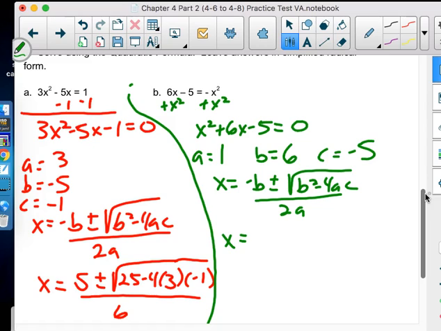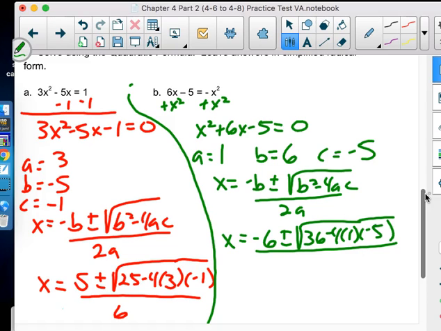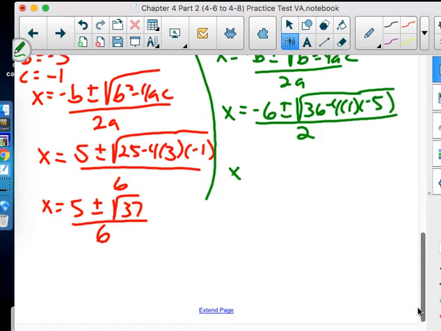So we're going to need negative 6 plus or minus the square root of 36 minus 4 times 1 times negative 5 all over 2 times 1, which is 2. And let's see. Yeah, 56, because it'll be 36 plus 20, square root of 56. Perfect squares will go into 56. What are you thinking of? 14 and 4? Sounds good.